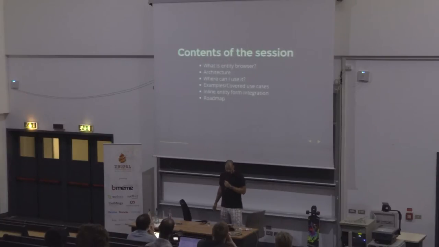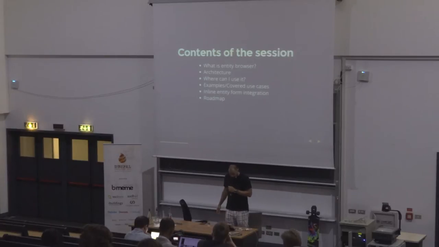So, for the contents of this session, I will try to explain what Entity Browser is, what the idea behind Entity Browser is, and what the architecture is, because it's a bit complex, and I realize that a lot of people struggle to understand it. It will actually be the first talk where I explain this publicly, outside of issue queues and commenting in the issue queues. So I really hope that this will help clarify the architecture. I will try to show where you can use it, which kind of use cases you can cover with it, which modules Entity Browser integrates with, and a little bit of a roadmap, like where we are, where we're going, and stuff like that.